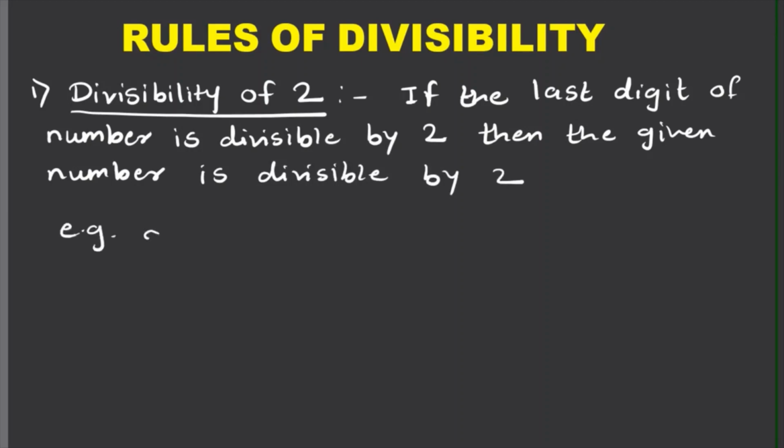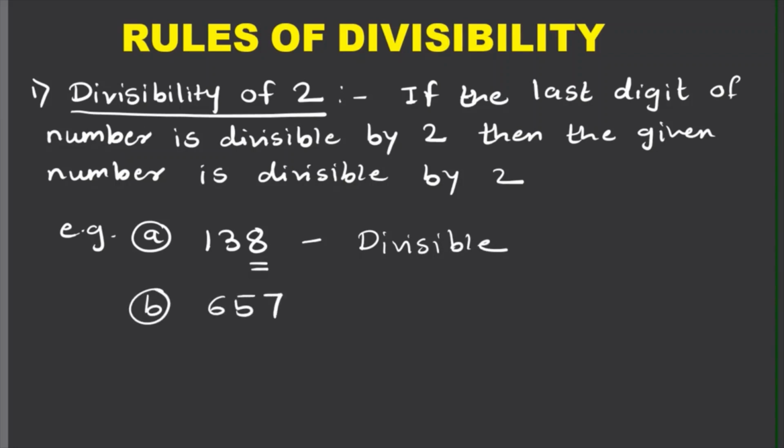Let's take the first example. 138. In 138 the last digit is 8 and we know that 8 is divisible by 2. That's why the number 138 is divisible by 2. Let's take another example. 657. In this given number the last digit is 7 and 7 is not divisible by 2. That's why this number 657 is not divisible by 2.